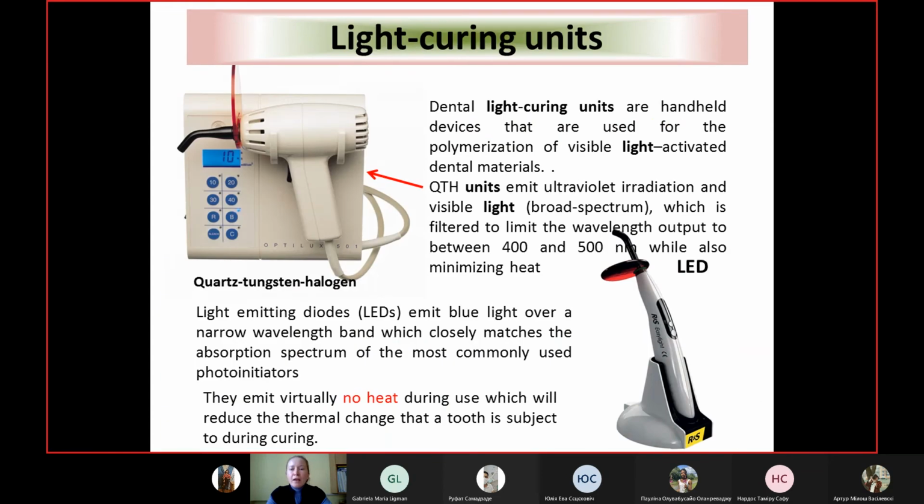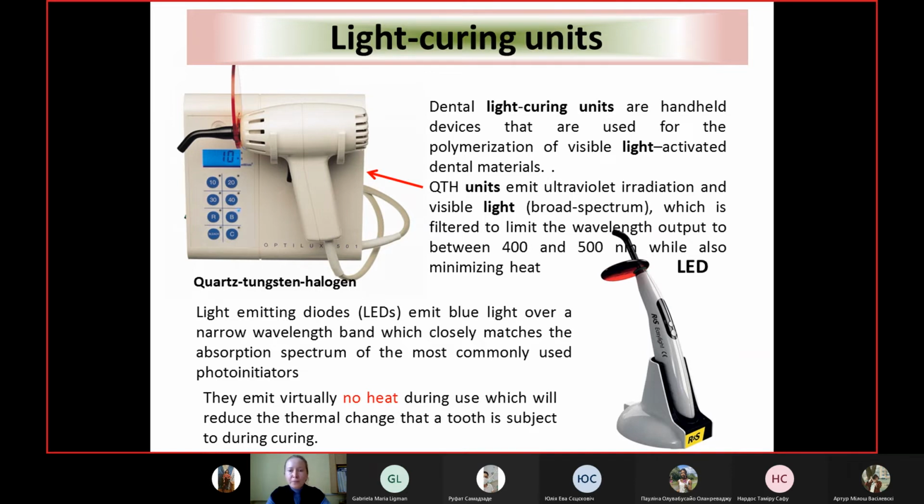Light curing units. Actually, modern dentistry presents 4 possible light curing units, but the most widespread among them are quartz tungsten halogen lamps and light emitting diode lamps, as well as available argon lasers and plasma arc xenon lamps. But they are not so widespread, and basically I focus my attention on these 2, tungsten halogen and light emitting diodes.